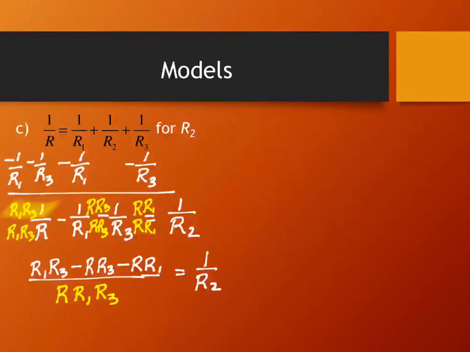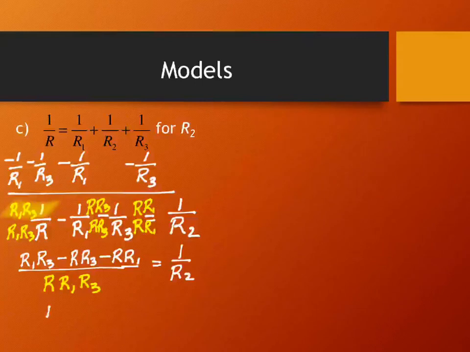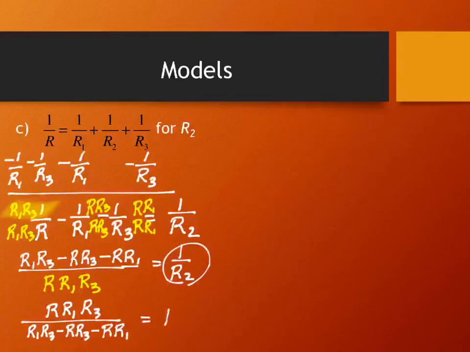And the reason that we did that again is because if I have both sides of the equations in one fraction, I can flip them both upside down. So on the left-hand side, I can make this a little smaller for the moment. R1, R3 in the numerator now, over R1, R3 minus R3 minus R1. And it will equal, and if I flip this upside down, I get R2 over 1, or just R2.